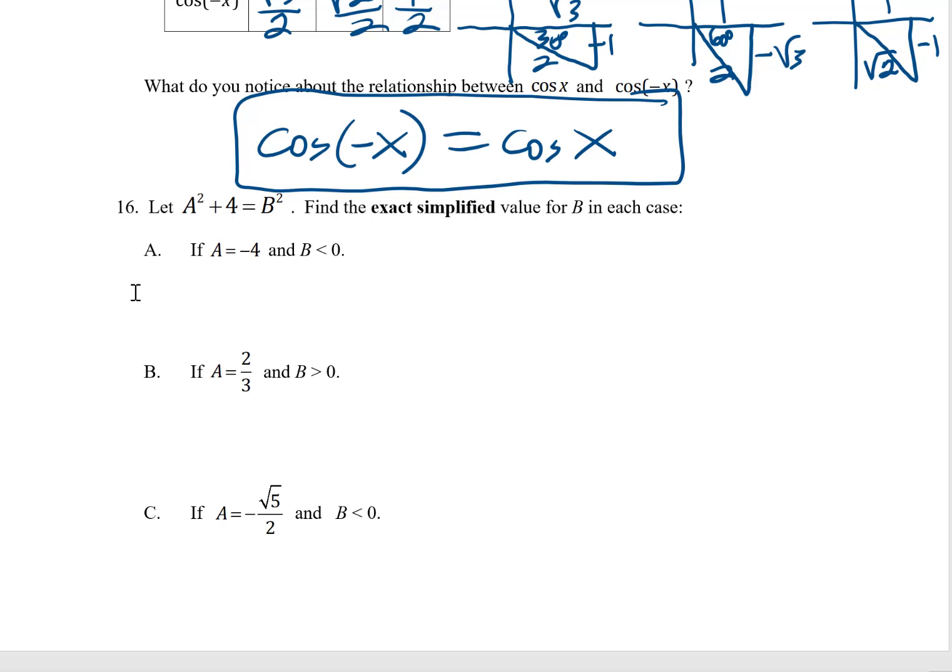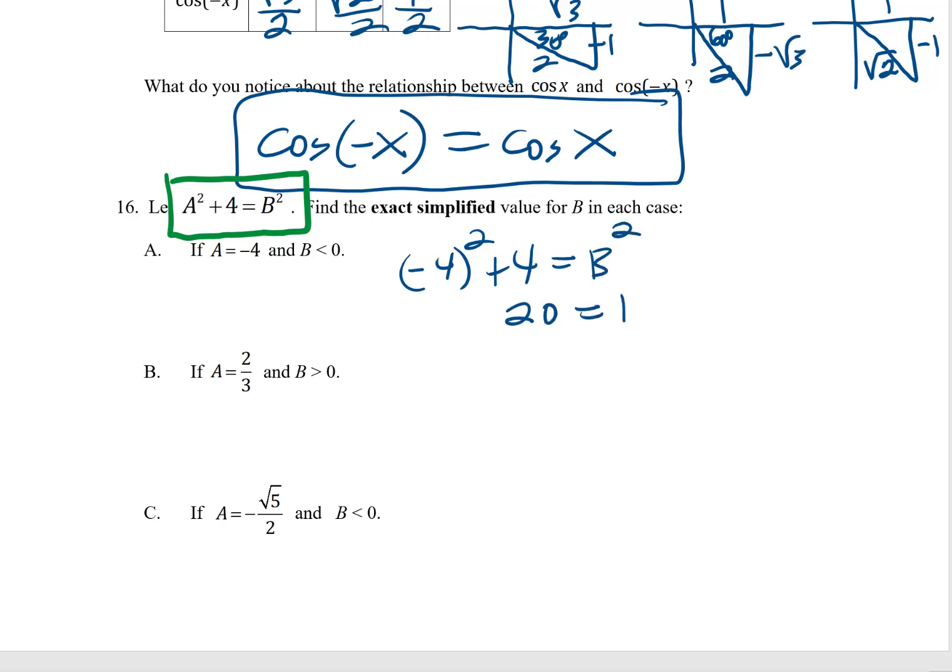And then in number 16, we're given a relationship. A squared plus 4 equals b squared. And in each of the three problems, we're given a value of a and asked to find the value of b. So first one, a is -4. Let's plug -4 in here for a, and we want to solve for the b. That's going to be 16 plus 4 is 20. I have b squared equals 20. I'll square root each side. This is where the plus or minus comes in, but in this particular one, I'm actually told that b is negative. So I know then to select the negative here.